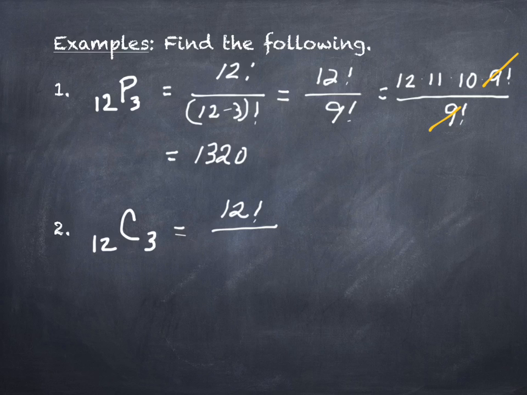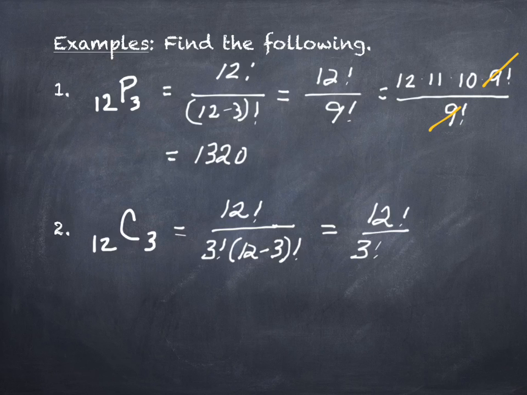And what is my r in this problem? It's 3. So this is 3 factorial, and then I'm going to write it in just for a moment so we can see that it matches the formula, the 12 minus 3, but that, of course, is 9. So this is 12 factorial over 3 factorial, 9 factorial. All right, very good. I can do the same thing, right? I can write my 12 out till I get to 9.